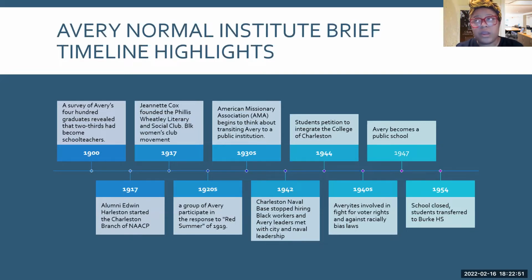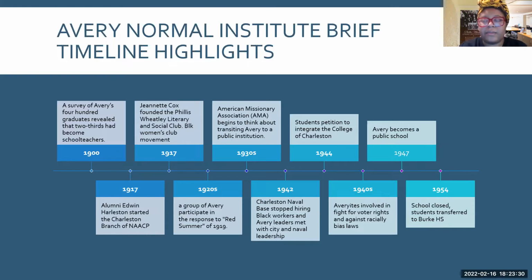In 1944, a group of students from Avery petitioned, wrote letters, and campaigned to the college to integrate, to push them to admit Black students. The college said no, and the college actually turned private to not integrate the schools. They encouraged Black students to go to other HBCUs.